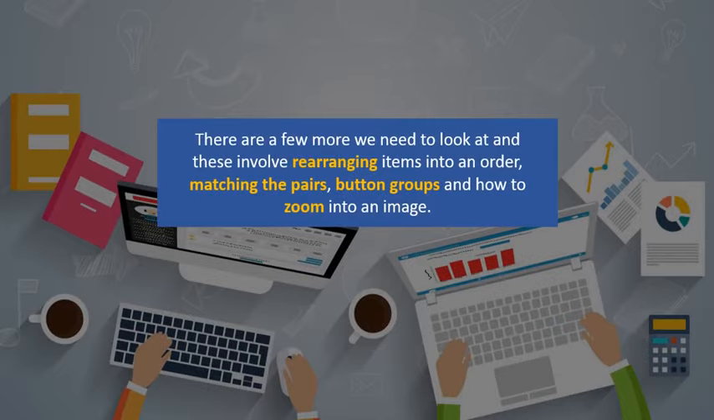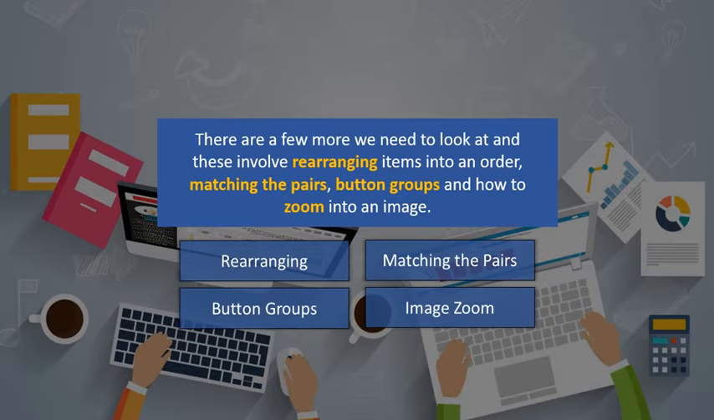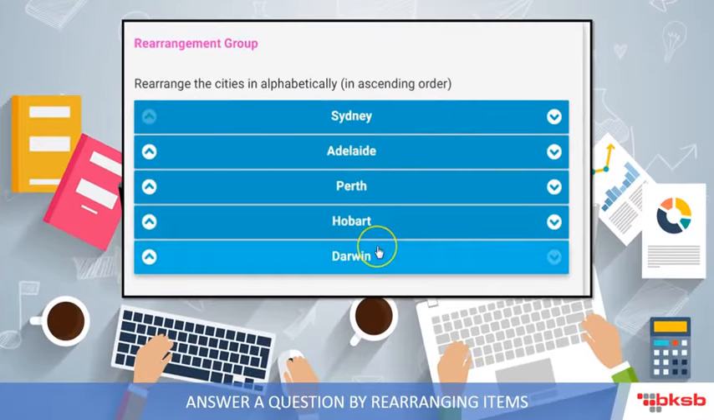There are a few more we need to look at, and these involve rearranging items into an order, matching the pairs, button groups, and how to zoom into an image. So let's take a look. When you see a row of boxes containing text and up-down arrows, you can use the arrows to rearrange the order of the boxes to answer the question.